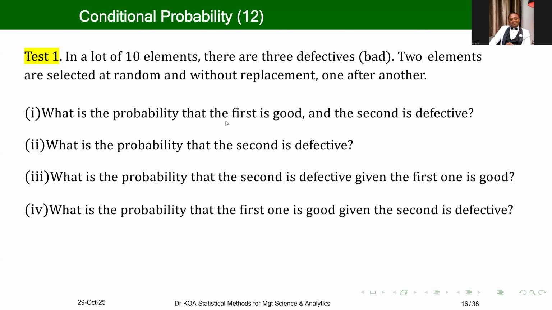Okay, the last one: the probability that the first one is good, given the second is defective. That is supposed to be 7/9. Emily, you had 7/9. Jerry, you had 7/9. Albert, you didn't finish that. I didn't finish it. Yeah.